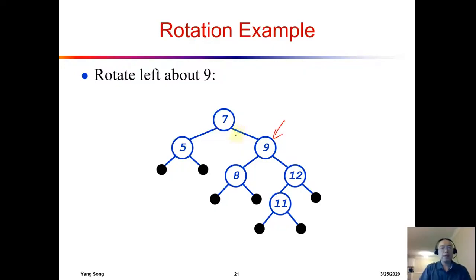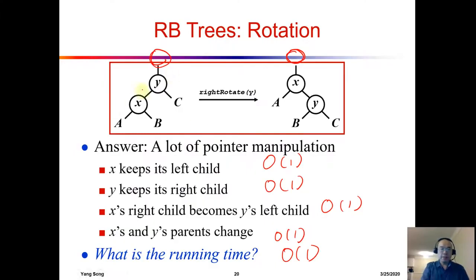So the first thing, let me remind you, we are rotating a subtree. But for the other part of the tree, for example, 9's parent, 7, we are not changing anything, right? So if you see here, this is the parent of y. And after rotating the subtree, this parent will again stay here, but its child will be changed to x. That's the only thing that got changed.